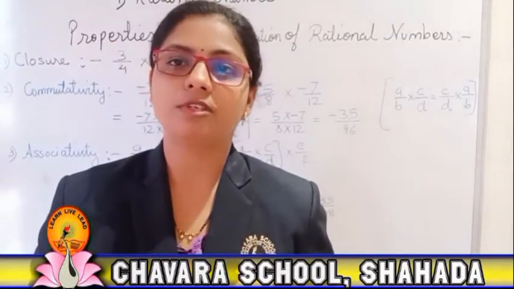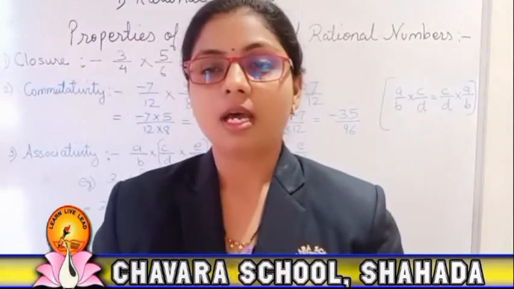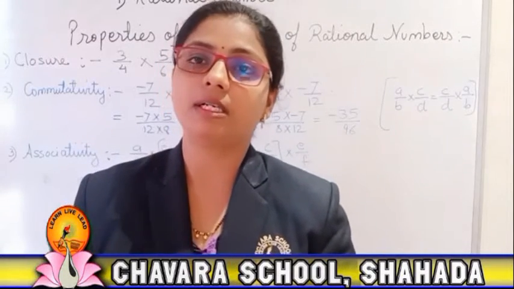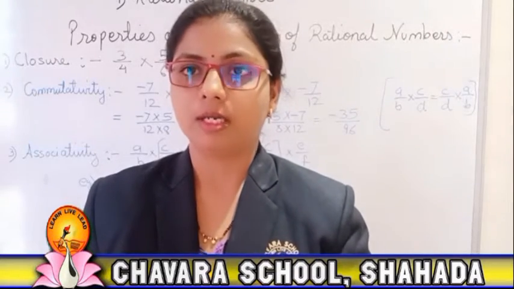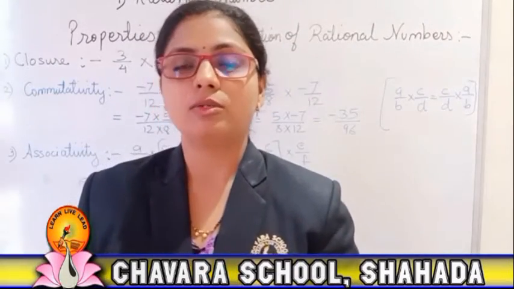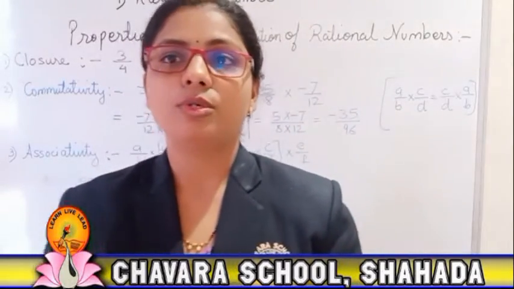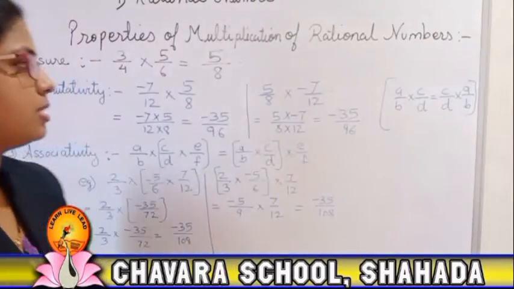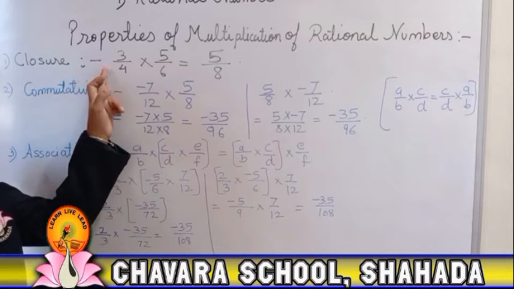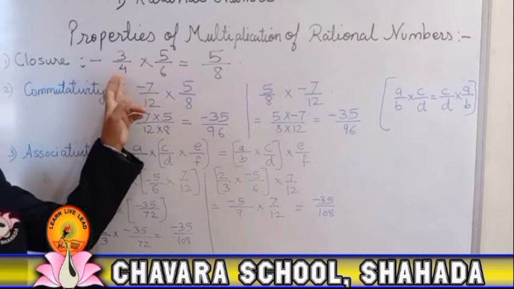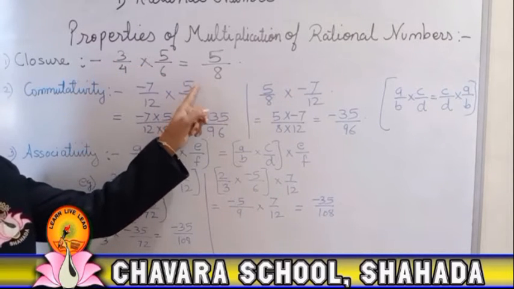Now let us go for the next operation, that is multiplication of rational numbers. Multiplication of rational numbers is nothing but simply multiplying the numerators and the denominators. There are also some properties of multiplication of rational numbers that we are going to see now. The first property is the closure property. It tells us that if any two rational numbers are multiplied with each other, the answer we get is always a rational number.